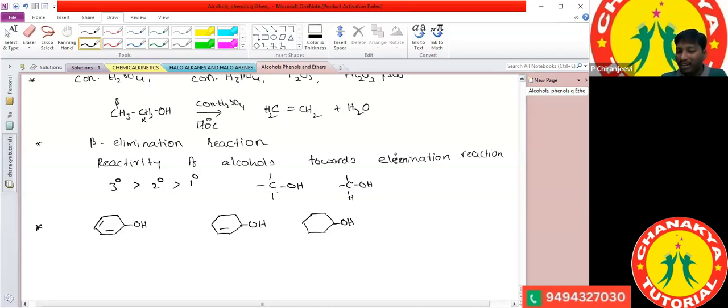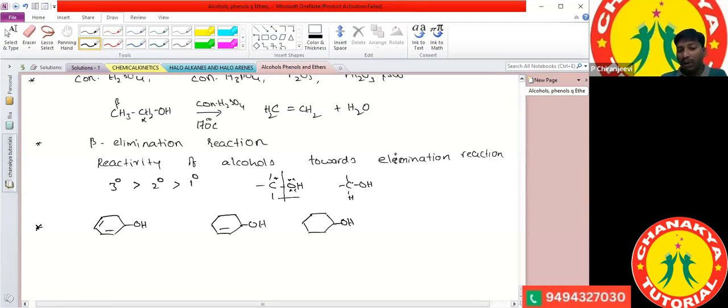Now, why are you telling that tertiary alcohol is more reactive towards the elimination reaction? Because alkyl groups are electron donating groups. The number of electron donating groups increases on the carbon atom, so electron density increases. On the oxygen atom also electron density is already there. Greater the electron density means greater the repulsion forces. Greater the repulsive forces means the bond breaks easily here.